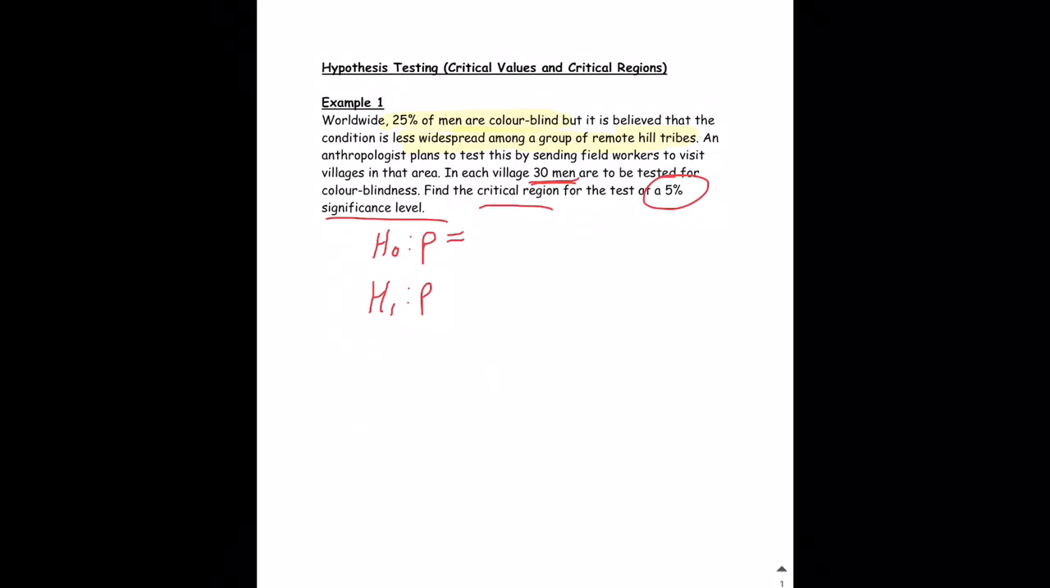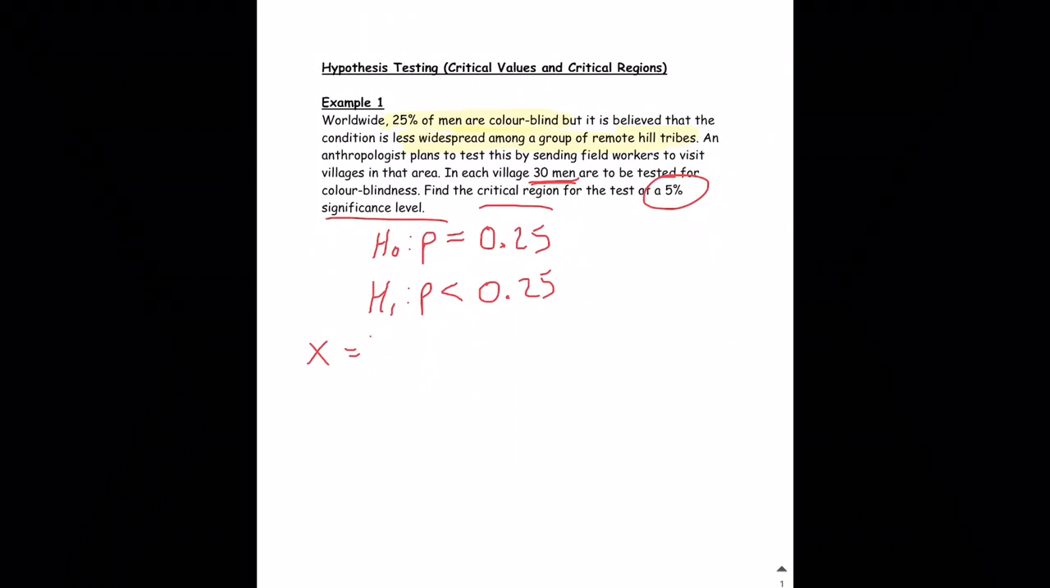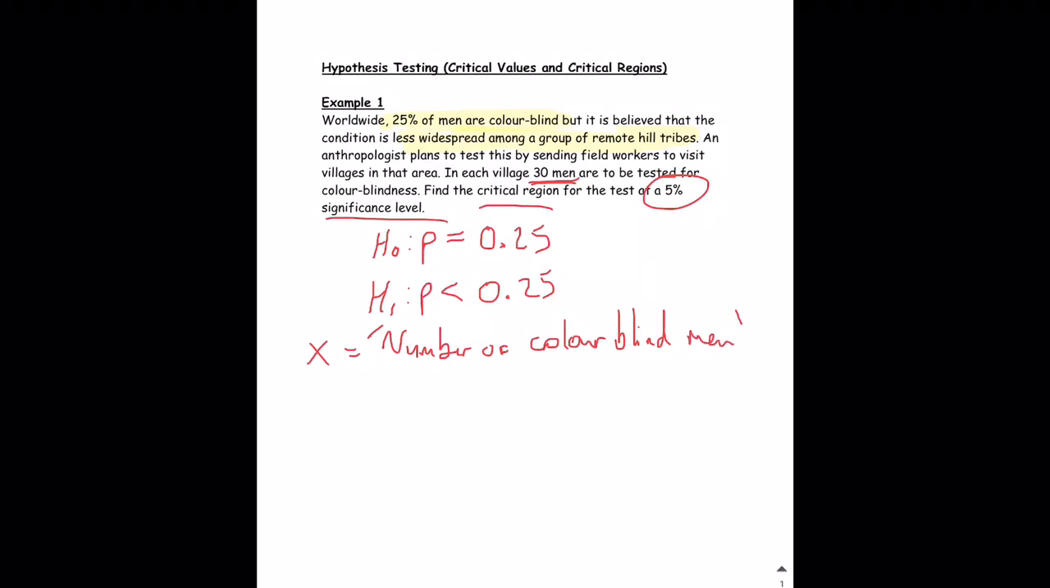So again, set this up as if it was just a standard hypothesis test. Apparently 25% of men are colourblind, and we want to check, is it actually less in this area? So what I'm going to be counting are the number of colourblind men. And our N is 30. We'll be testing 30 men in each of these tribes.